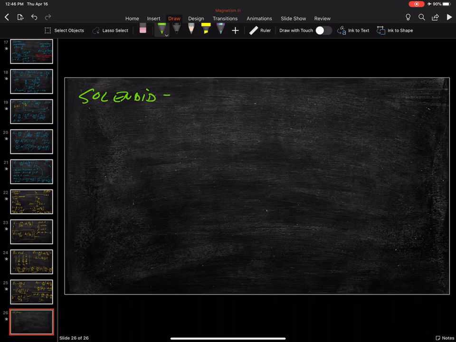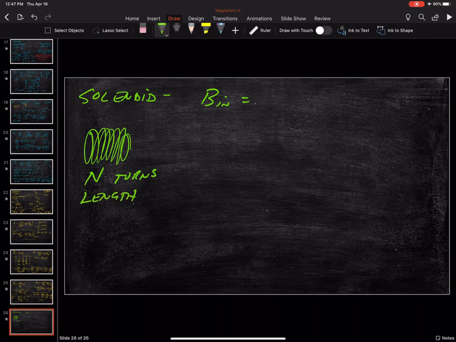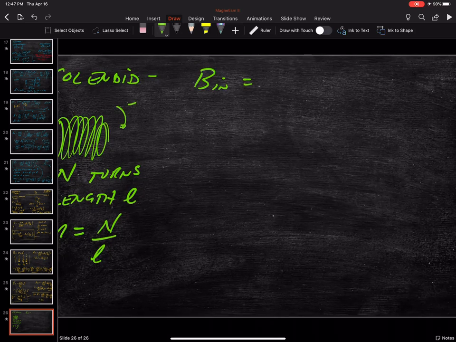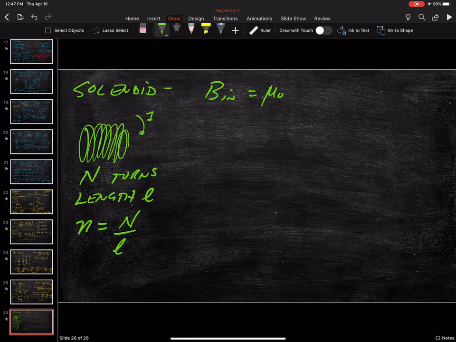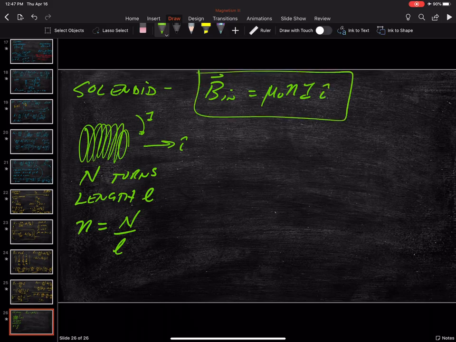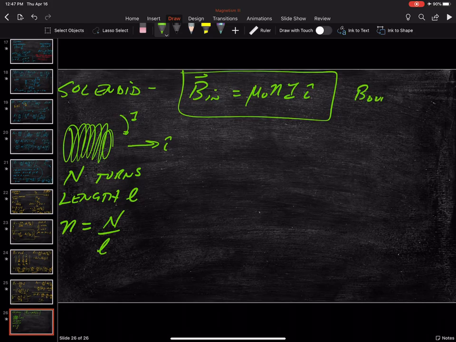Okay, remember in this case the magnetic field of a solenoid was very simple. B inside, and remember what a solenoid was. It was this loop of wire here. And if I had N turns and length, let's say L, then I define this n as N over L, n turns per unit length. And if the wire is carrying a current I, this is equal to mu naught n times I. Okay? And suppose that it's in the I direction. That was the field inside. B outside was equal to 0.